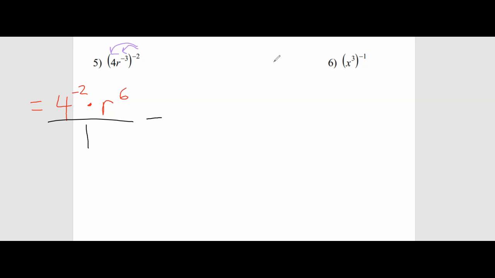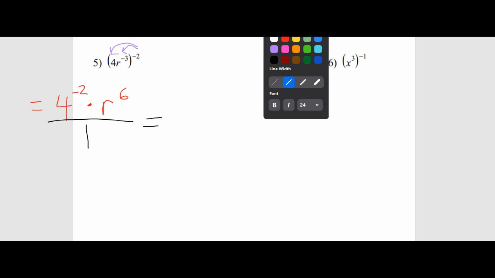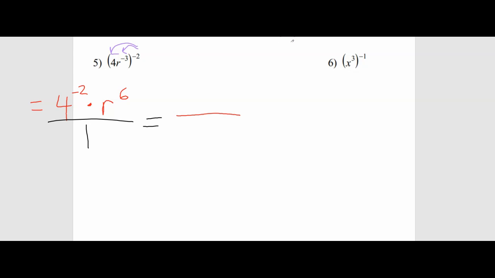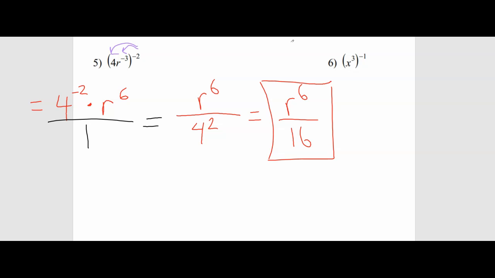Now we need to decide what I'm moving. Well, the 4 to the power of -2, that's got to move to our denominator, right? So I'm going to move that down, make the exponent positive. My r to the power of 6 can stay right where it's at in the numerator because the exponent's positive to begin with. One more thing to do is just to simplify 4 squared, which gives me 16. So our final answer here, r to the power of 6 divided by 16.